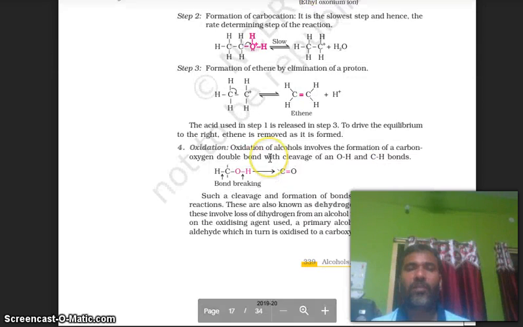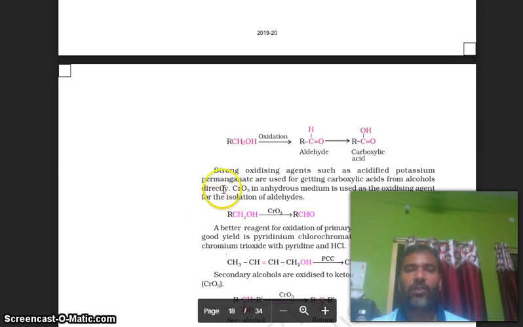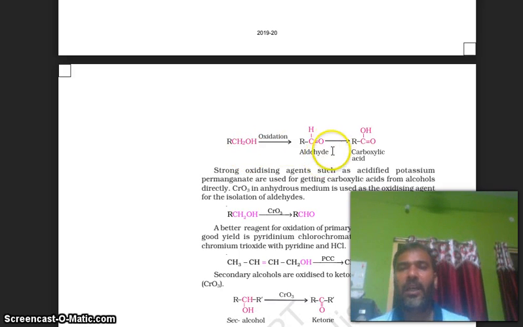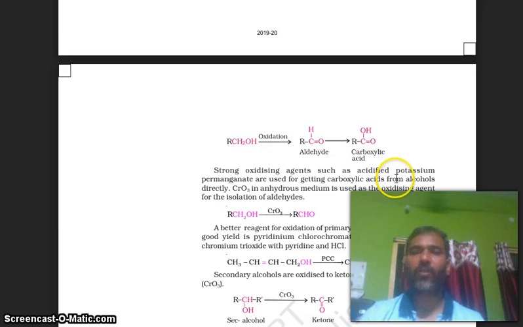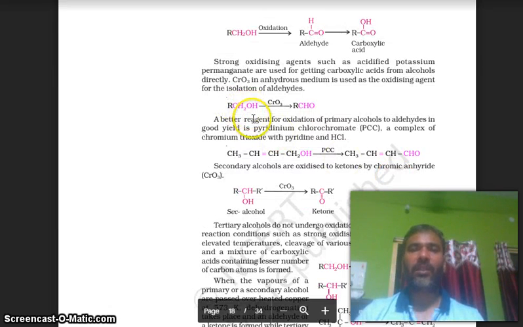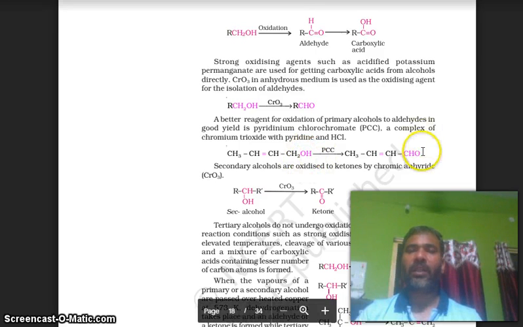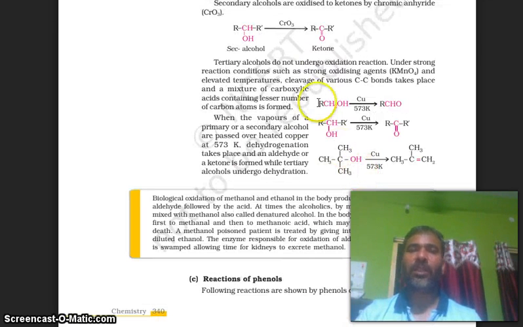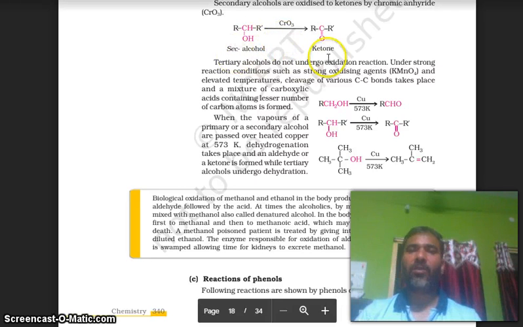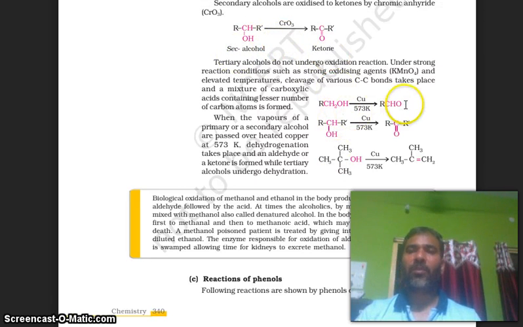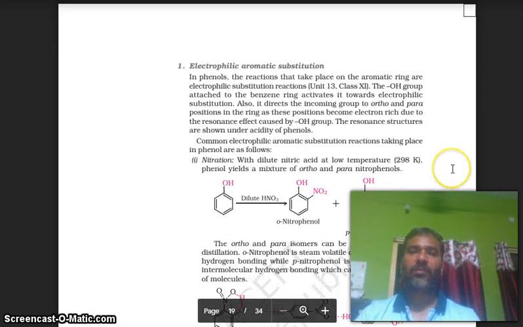So if you have the oxidations: oxidation of alcohol gives aldehyde, and aldehyde oxidation gives carboxylic acid. This is alcohols. Chromium oxide is also an oxidizing agent, a strong one. We have alcohol, here aldehyde in the presence of PCC, chromium oxide. Secondary alcohol gives ketone. Primary alcohol gives aldehyde, secondary alcohol ketone, and tertiary alcohol alkene.